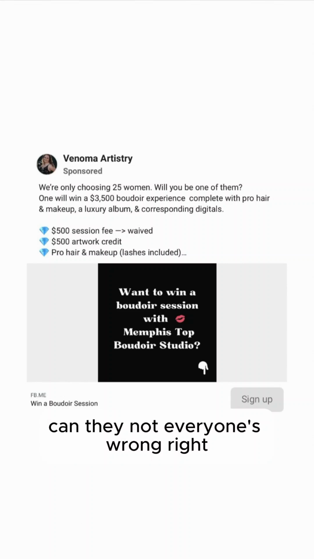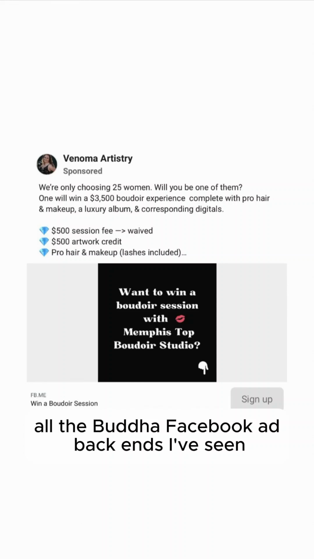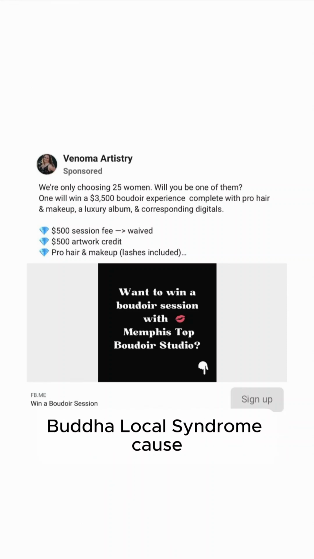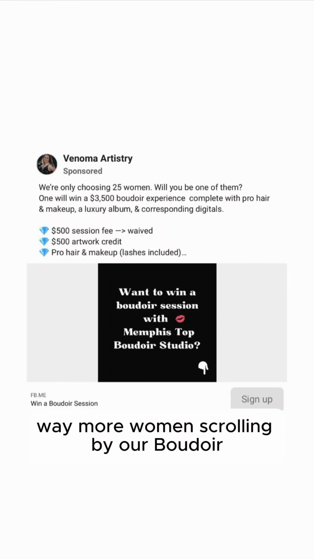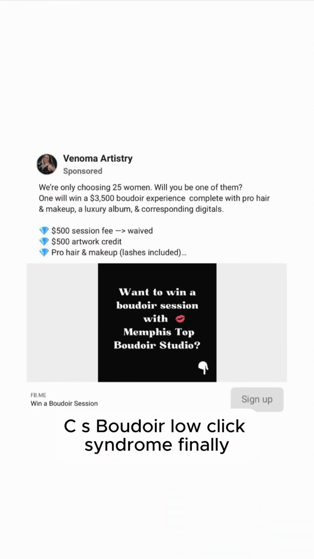Not everyone's wrong, right? But what I've seen, in all the Boudoir Facebook ad backends I've seen and that I've tested, 100% of them have had BLCS, Boudoir low click syndrome, because everyone's making the same exact mistakes as everyone else. So the consequence of this: way more women scrolling by our Boudoir Facebook ad than necessary, pulling our unique CTRL under 6%, and increasing the probability we have BLCS, Boudoir low click syndrome.